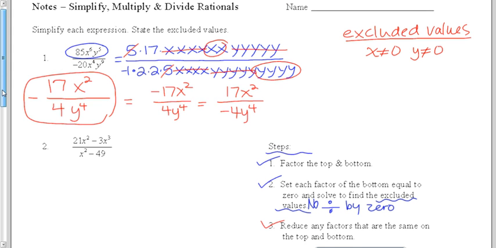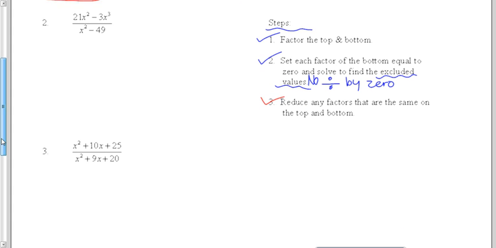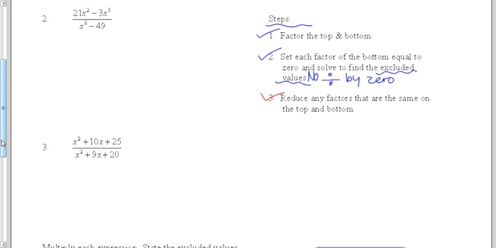Okay, so let's scroll down a little here and we'll put up example number 2. Erase my checks, and let's start out with our steps. We're going to begin by factoring the top and the bottom. On this one, when I look to factor, I can see I have a GCF on the top. 3x squared goes into both of those. So I can take the 3x squared out. If I did that, it will leave me with 7 and minus x.